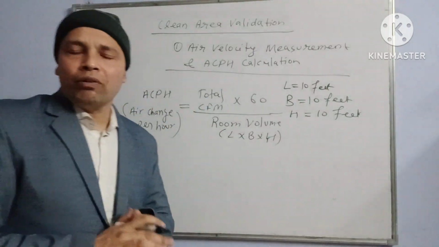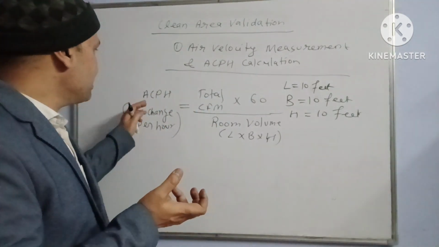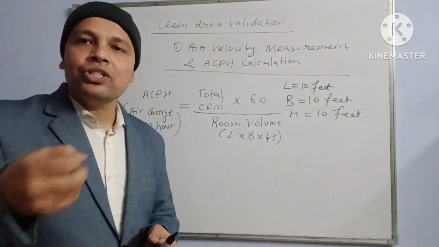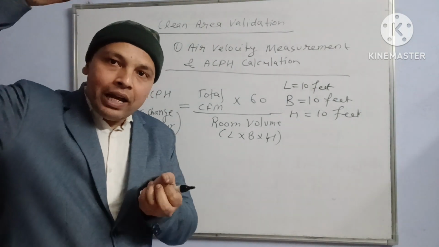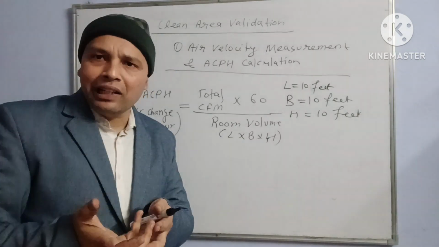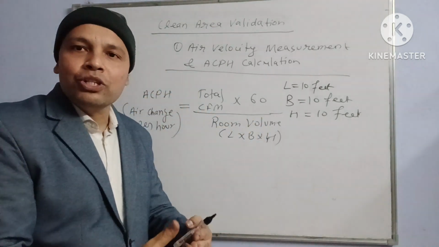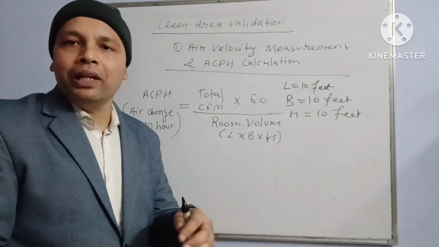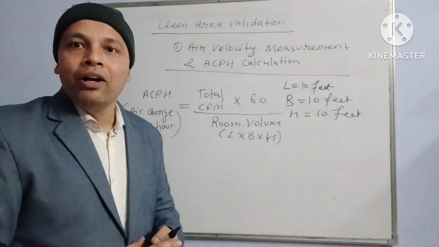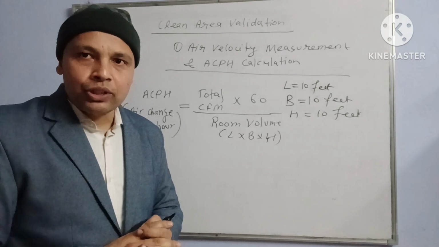Why is this ACPH required? First we need to discuss this ACPH. It is air change per hour. Suppose air is entering the room. Suppose there are clean rooms. Suppose first there is a change room, then a second change room, third, fourth change room, and then there is a particular area that may be the sterility area or the filling area of the production.